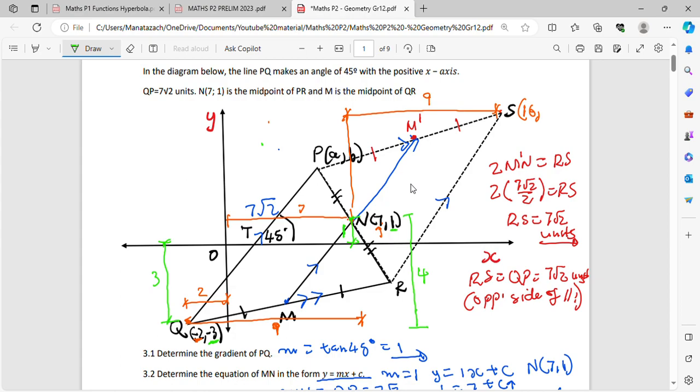So the same thing applies when it comes to the vertical distance between N and S. Okay, let me write here, we'll have another 4 from N to S, which means you can get the y coordinate for S by saying 1 plus 4, which is 5, right? So that's the coordinates for S.